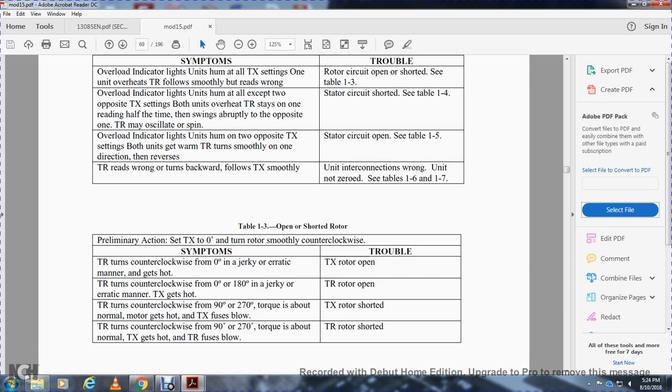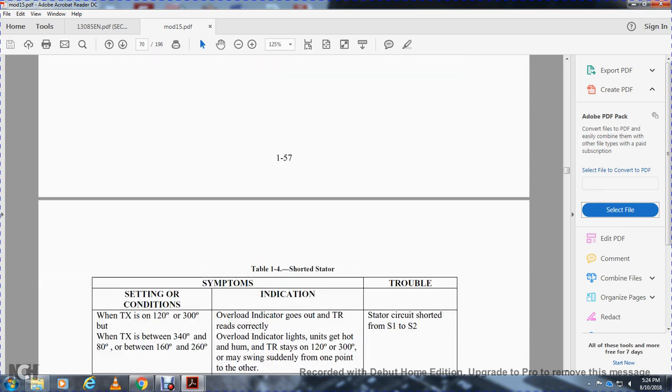If the torque receiver turns counterclockwise 90 to 250 degrees with torque about normal and the motor gets hot, the torque transmitter fuse is blown and the torque transmitter rotor is shorted. If the torque receiver turns counterclockwise 0 to 90 degrees, 0 to 270 degrees with torque about normal, and the torque transmitter gets hot, the torque receiver fuse is blown and the torque receiver rotor is shorted.